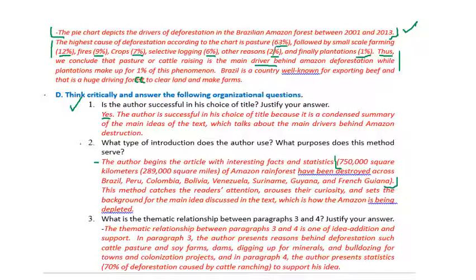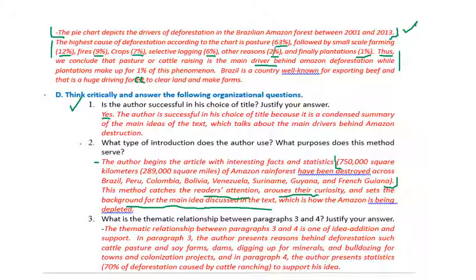So, why does the author start with such an interesting or shocking fact? This method catches the reader's attention, arouses their curiosity, and sets the background for the main idea discussed in the text, which is how the Amazon is being depleted, or if you want, destroyed.